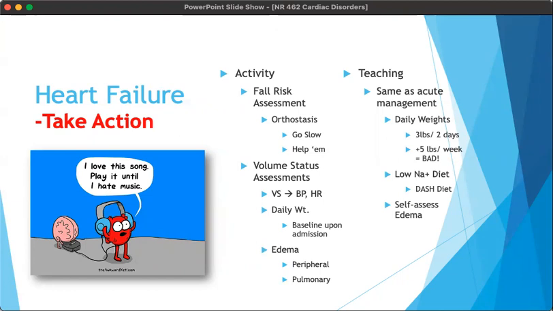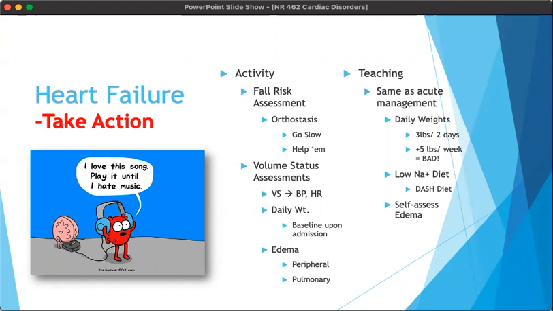So the first thing we want to be assessing is their vital signs. Blood pressure, heart rate. We want to look out for that inverse relationship. So blood pressure goes down, heart rate goes up. That indicates that the patient could be getting hypovolemic, so too little circulating volume. That would be a big symptom of overdiuresis or overdose of therapy. So we want to look out for that. That's also going to lead to their fall risk trouble. So we definitely want to be watching out for their vital signs.